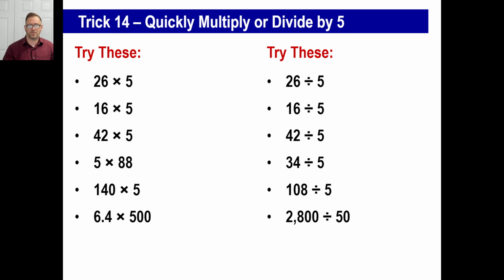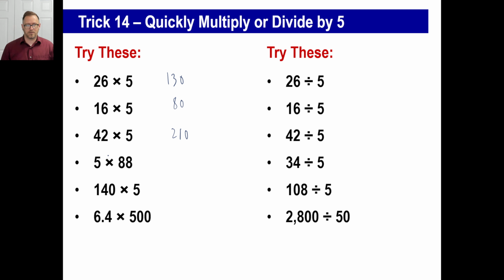Multiplying by 5. Okay? Pause it. Try the left side all the way down. Okay, let's just knock these out really quickly. Half of 26 is 13. Boom. Half of 16 is 8. Boom. Half of 42 is 21. I'm sensing a pattern here.